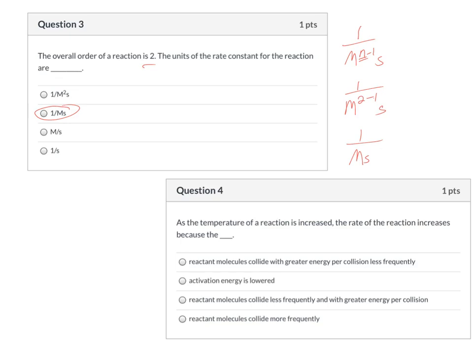Question 4. As the temperature of a reaction is increased, the rate of the reaction increases because when temperature increases, kinetic energy increases. So when kinetic energy increases, the reactants move faster. If they move faster, they collide more frequently. Activation energy is only lowered when you have a catalyst. They don't start colliding with greater energy per collision with less frequency. That doesn't really make sense. So the only answer that makes sense is the bottom one.